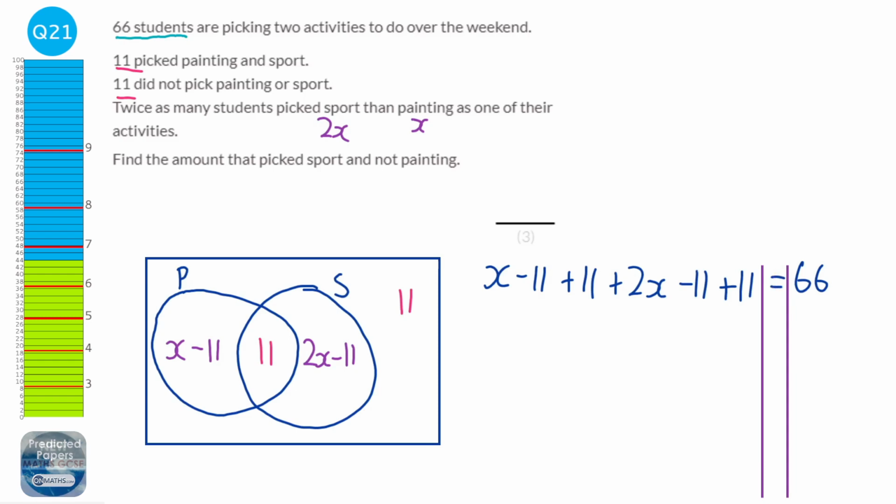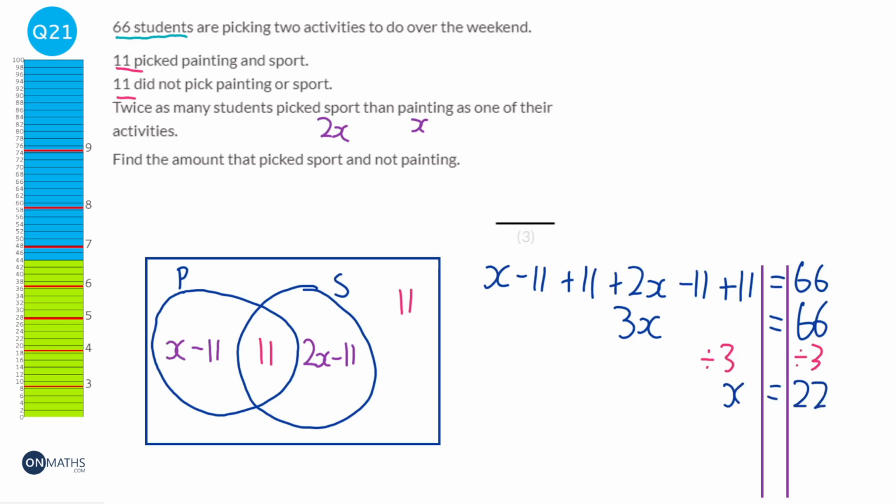Now here we've got x plus 2x, which is 3x. And we've got minus 11 plus 11, minus 11 plus 11. Well, those just cancel out. So we're left with just the 3x equals, and then 66. We're going to divide that 3 both sides. So we've got x equals 22.